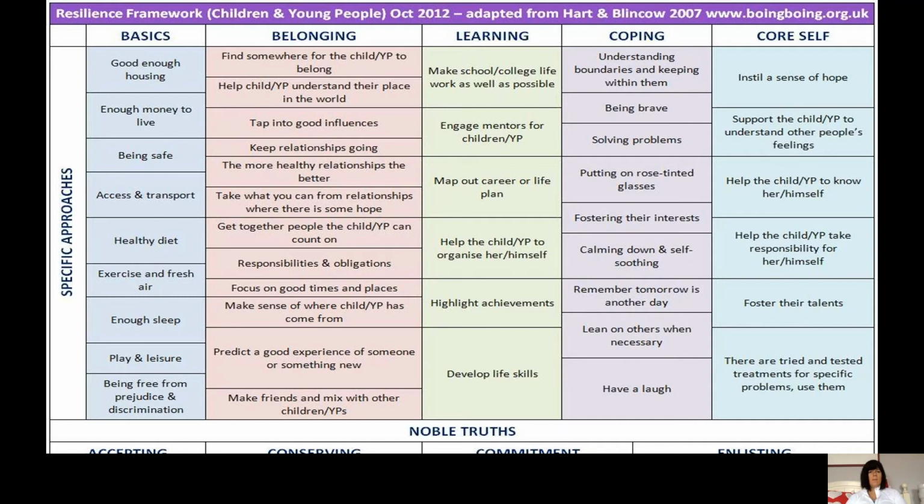So then down the bottom here, you've got the four noble truths. I'm hoping that you can see them on your screen. If not, you can also download a copy of the resilience framework from Boingboing. You see the website address there, so it's boingboing.org.uk. So first and foremost, the noble truths are like the values that run throughout the framework. It's like the philosophy of the framework, the bread and butter, we call it.